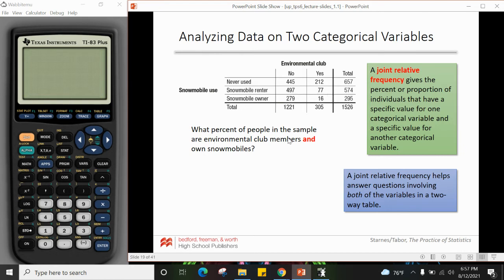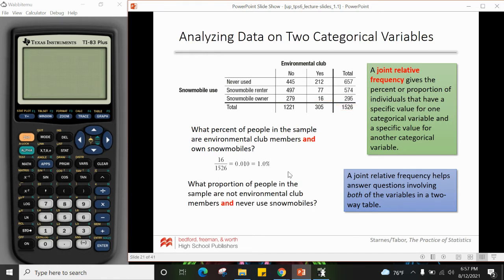So it says, what percentage of people in the sample are environmental club members and own snowmobiles? So they're environmental club members, so I know I'm in the yes, and they own snowmobiles, so that would be down here at 16. So 16 people fall into this category out of that 1526. So 1% fall into that category.